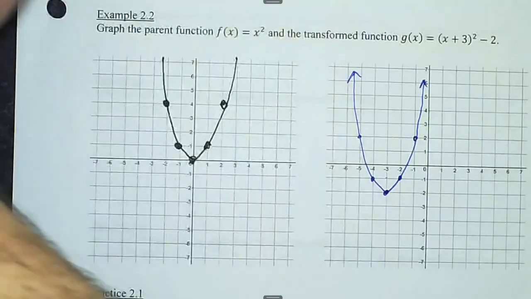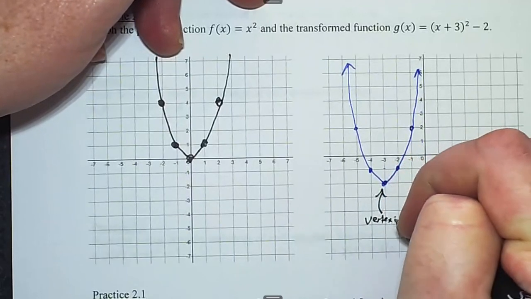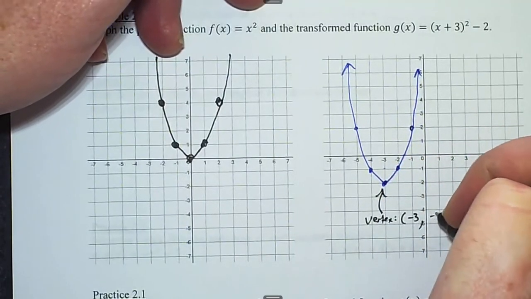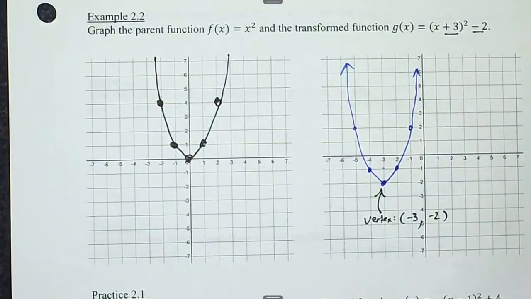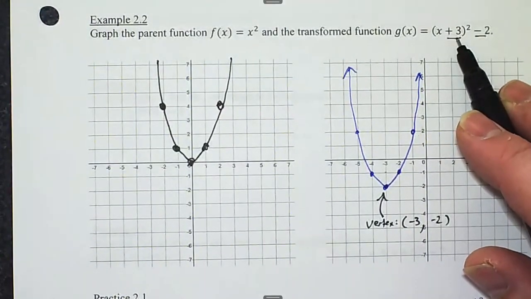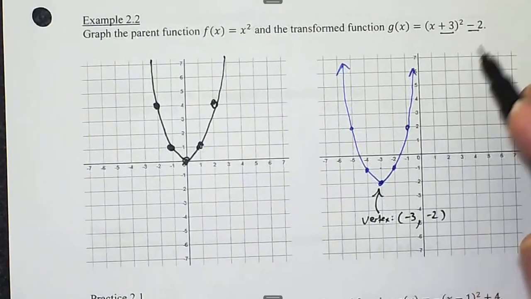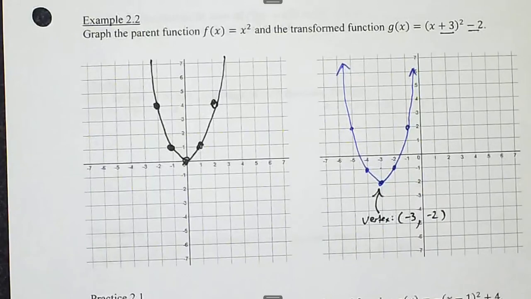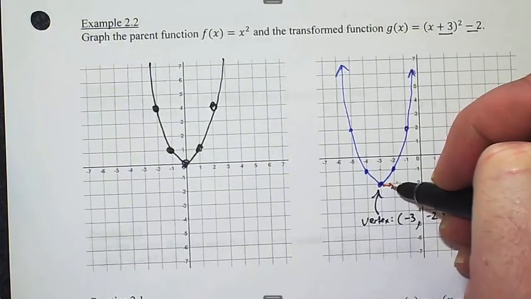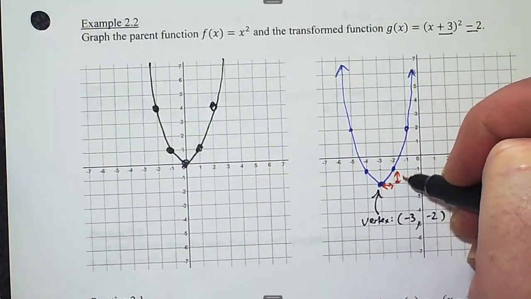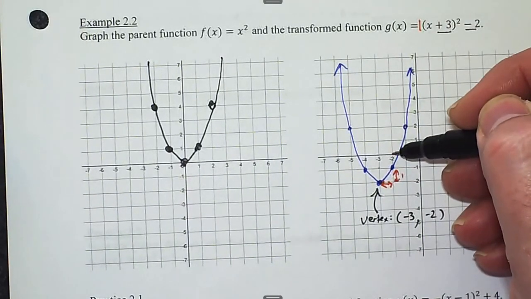So this function here has a vertex of (negative 3, negative 2). And you'll note that that can be seen in the equation, that the vertex is the opposite of that number for the x-coordinate, and then that number for the y-coordinate. So that's why this transformational form is also called vertex form. Also take note that this stretch here from this one move over is a length of 1, which is that value. If this had been a stretch of 2, it would have stretched up more.